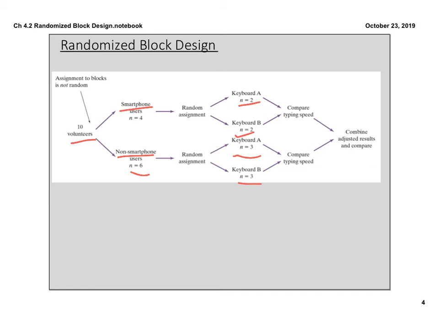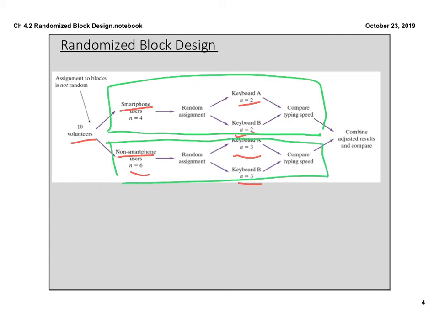That's going to make a difference in your experiment. So they blocked those two apart. In essence, when you look at this, this whole piece right here is its own experiment, and this whole piece right here is its own experiment. And then once you've done the collection, you're comparing typing speeds here. Now you can put your results back together after the experiment has been carried out, and you can compare the adjusted results within each block.